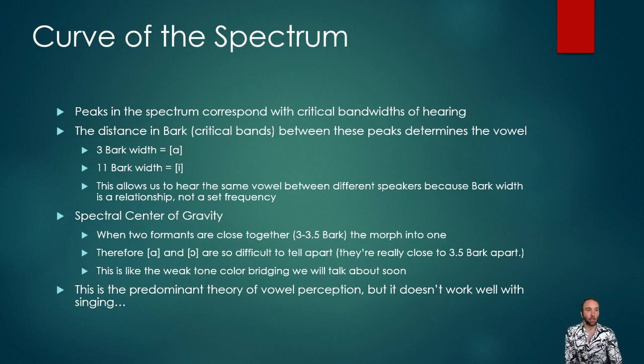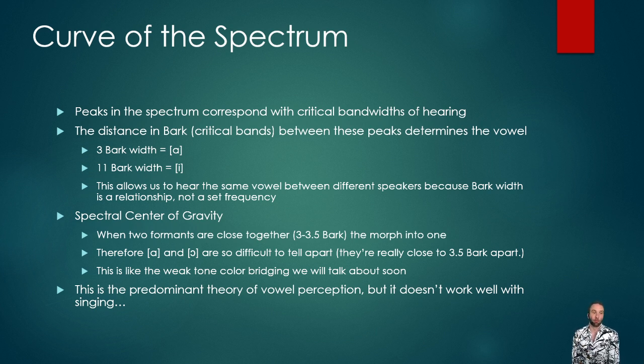So the distance in bark or critical bands between these peaks is what determines the vowel. So 3 bark or so will be an ah. We'll hear it as an ah. Whereas 11 bark, which is much wider, we will hear as an e vowel.